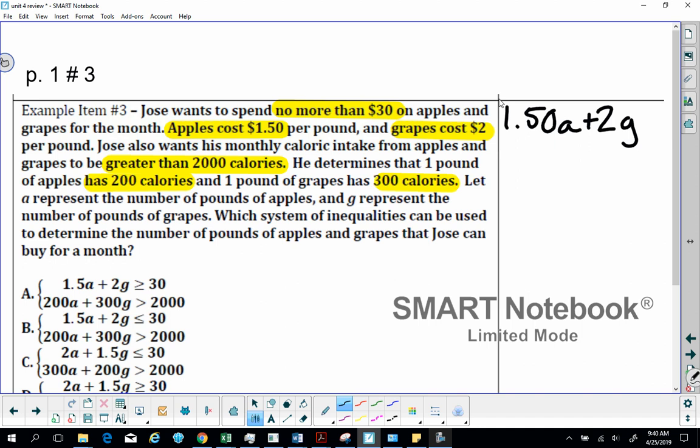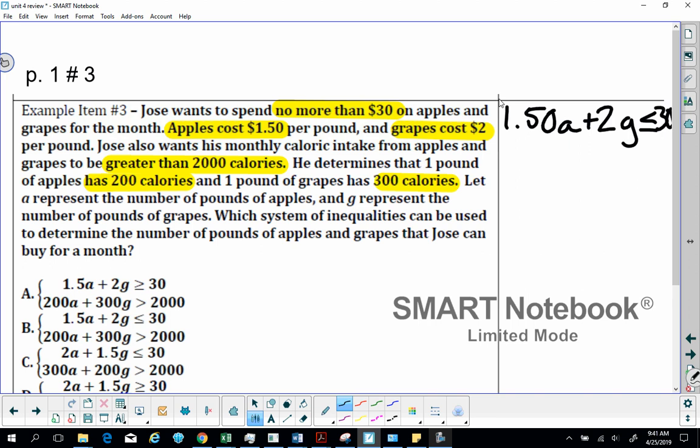Great. And then he wants to spend no more than $30. No more than. So the total he spends, does he want less than or greater than $30? Less than. Make sure that word no in front is important. So we're going to have less than. Could he spend exactly $30? Yes. So we're going to underline that word equal to. That's your first equation. Any questions on coming up with the first equation?